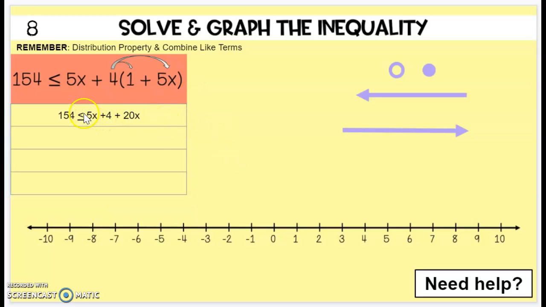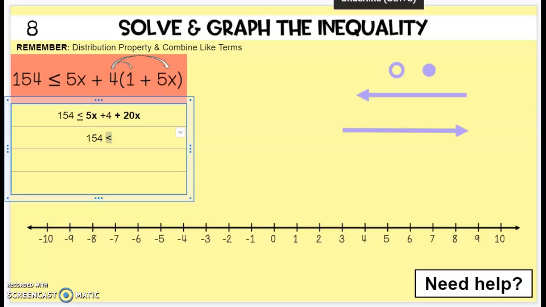Now I need to combine my like terms. You guys should know what those are by now. I'm going to go ahead and bold them for you, just so you know. So then I'm going to write my equation with the combined like terms. Let me get my sign here. Is less than or equal to 5x plus 20x equals 25x. And then I'm just going to bring down this positive 4 or plus 4.